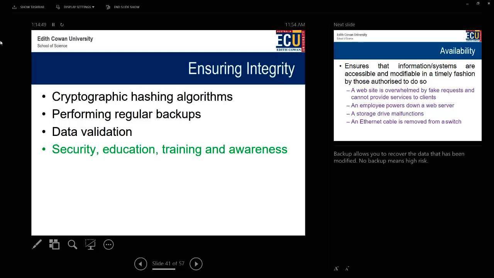Can anyone tell me what is the advantage of having regular backups? How can it ensure your integrity? Any idea? Yes, you can check that, you can perform hashing functions. And if you come to know that your organization has been compromised, if you have regular backups, you can restore your original data from those backups so that the total cumulative effect is not that big.